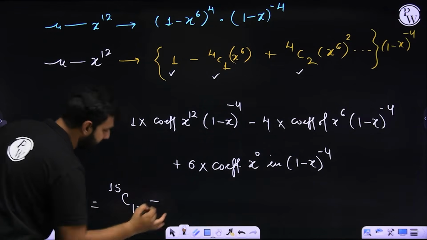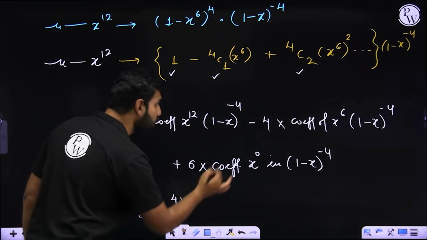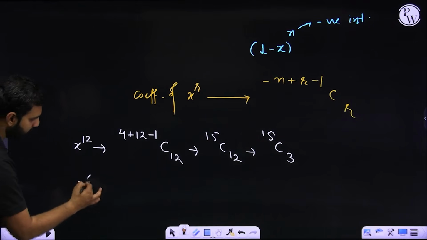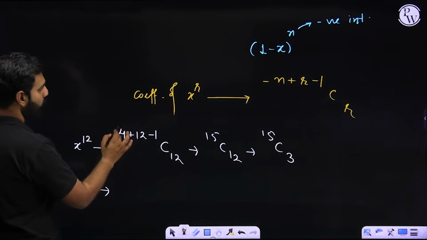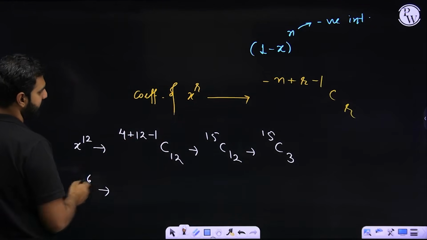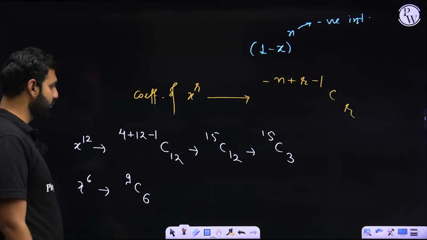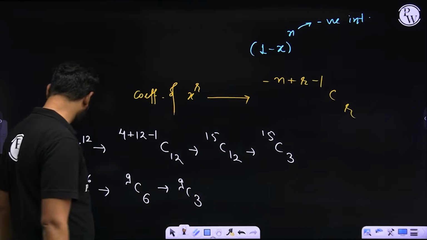15C3 minus 4 into the coefficient of x to the power 6. Now, how do you find the coefficient of x to the power 6? I hope it's easy now. You need to replace r with 6 here, so it is going to be 4 plus 6 minus 1, that is 10 minus 1, which is 9C6. Any confusions on that? 9C6 can be written as 9C3. I hope there is no confusion on that.